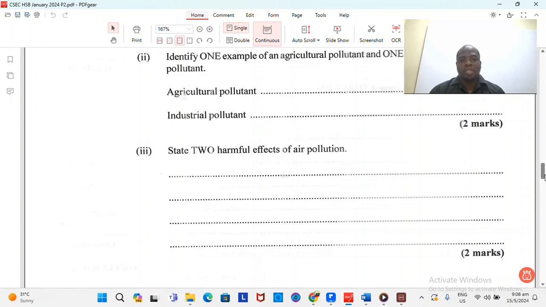So we spoke about the respiratory challenges that a person may have. The cognitive development may be reduced. We have birth defects. We have cancer that we can speak about in terms of air pollution in particular.